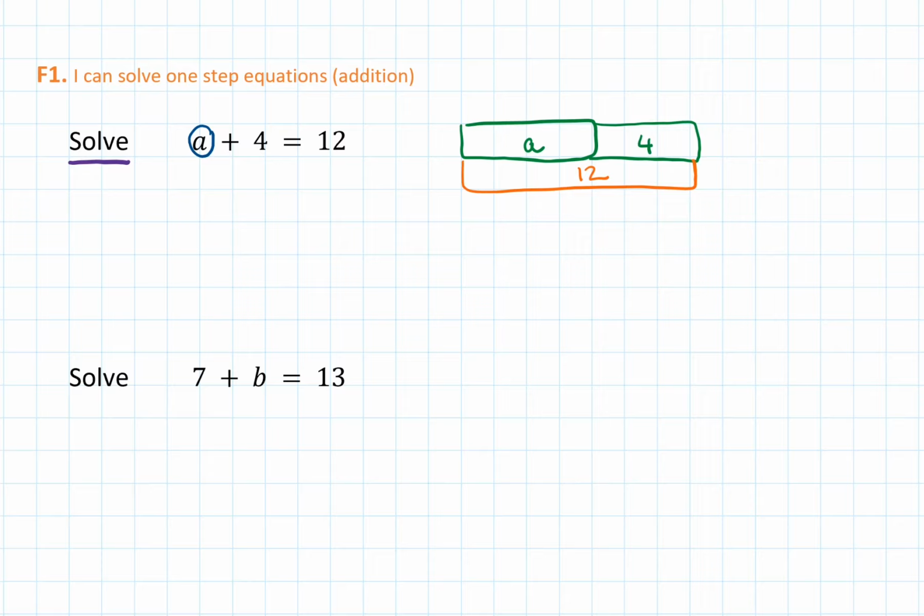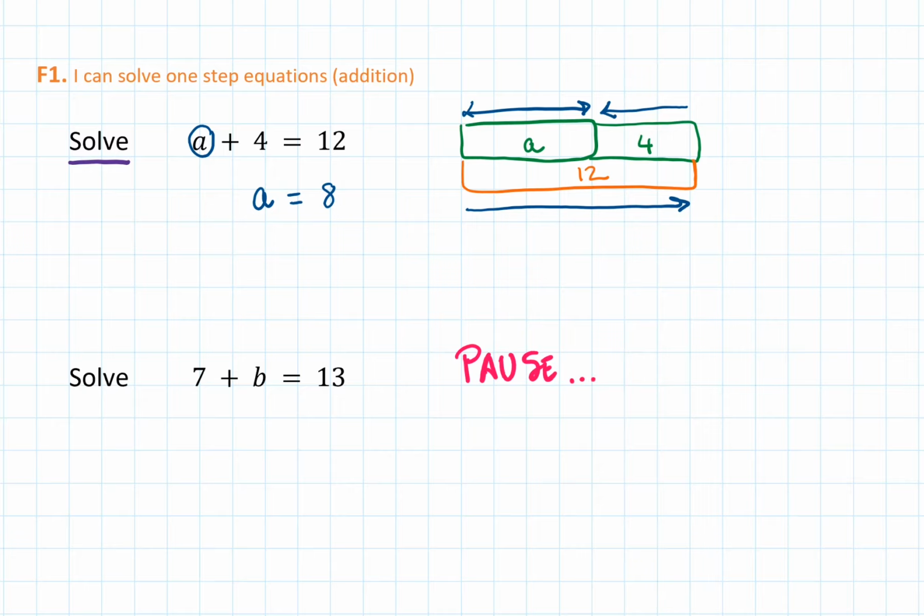So if we are trying to find the value of A, all we have to do is 12 take away 4, and we'll get to A. 12 take away 4 is 8, so A equals 8. Pause the video here and have a go at the next question by yourself.